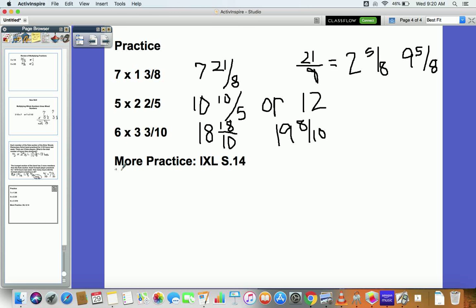If you want to do more practice on this, IXL Skill S14 is perfect. It starts out with whole numbers times fractions, and then there's whole numbers times mixed numbers, and it all has to do with recipes, which is a very good skill to learn.